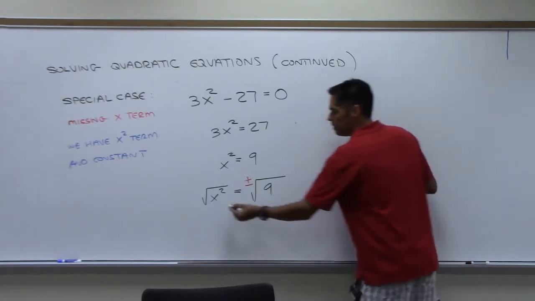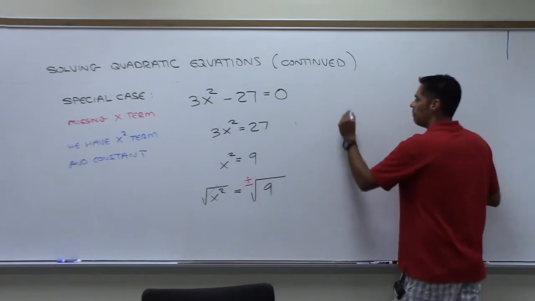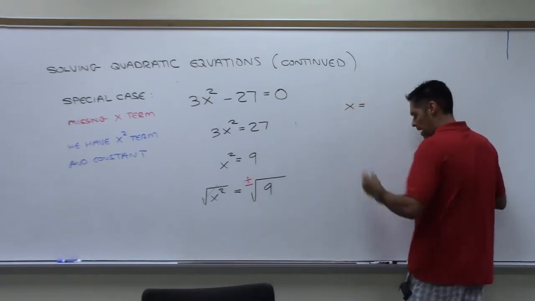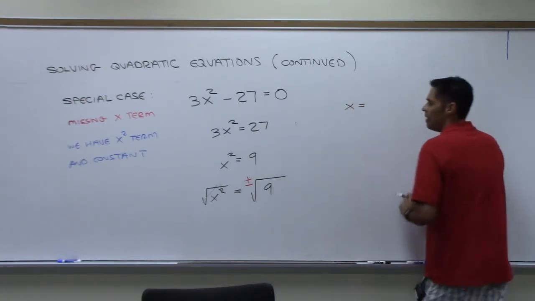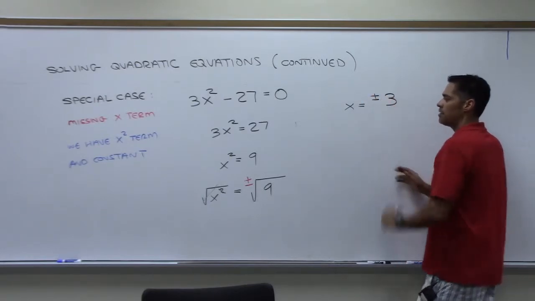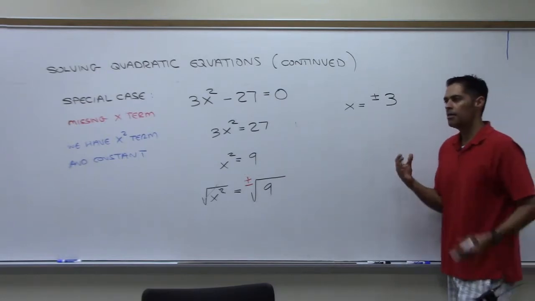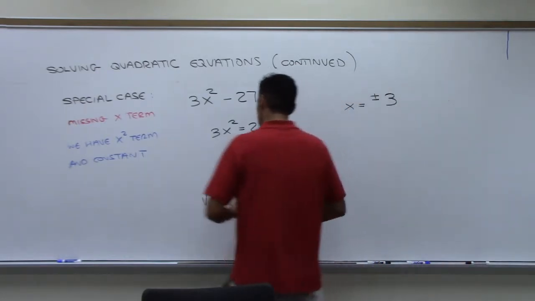What's the left side? Square root of x squared. This root and the squared essentially cancel out. You're left with x equals, and then plus or minus 3, because the square root of 9 is 3. So you have two answers here, don't you? 3 and negative 3.